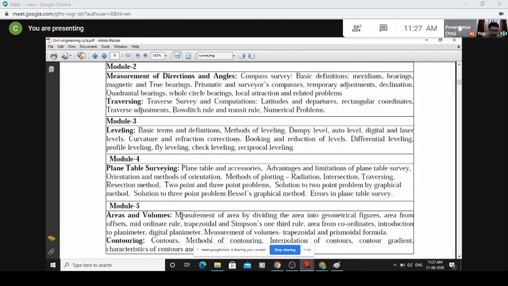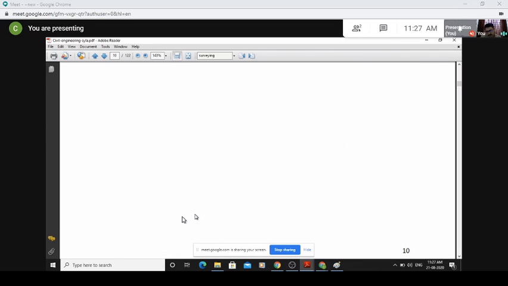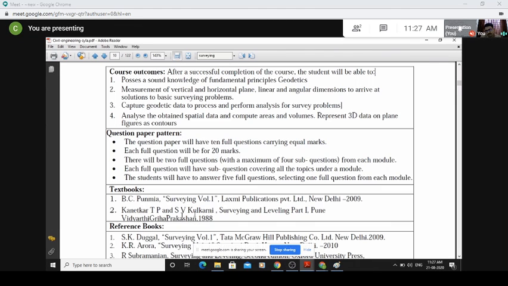So this is all about the entire subject, what you are going to study in this subject, starting from the first module to the last module. Then to help you with the textbooks which you need to refer for this subject.